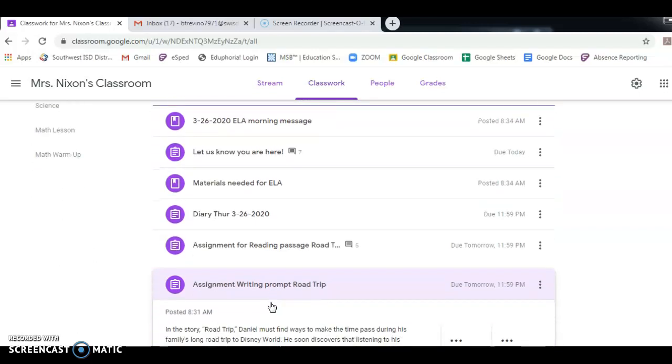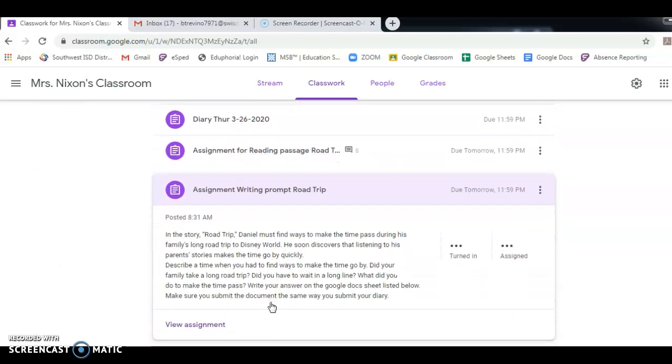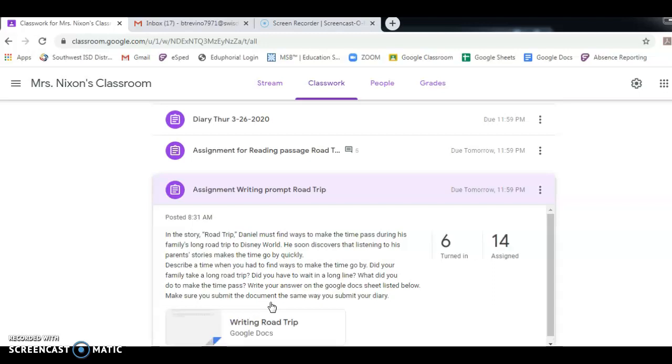It says, in the story Road Trip, Daniel must find ways to make the time pass during his family's long road trip to Disney World. He soon discovers that listening to his parents' stories makes the time go by quickly. Describe a time when you had to find ways to make time go by. Did your family take a long road trip? Did you have to wait in a long line? What did you do to make time pass? Write your answer on the Google Docs sheet listed below and make sure you submit the document the same way you submit your diary. So, you're answering that prompt.